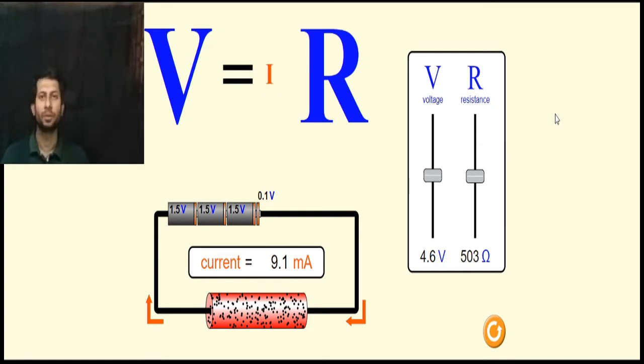Today we are going to simulate Ohm's law. Let's have a basic of Ohm's law. What does Ohm's law state? V is equal to I R. This is known as Ohm's law.